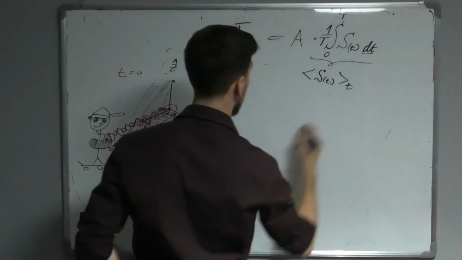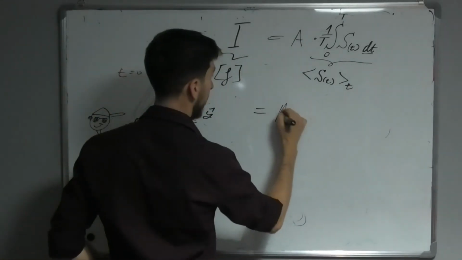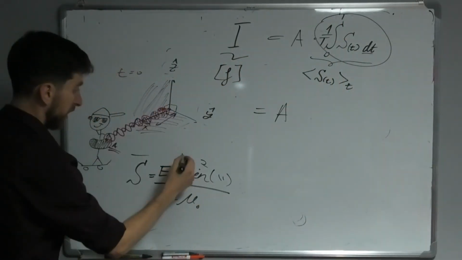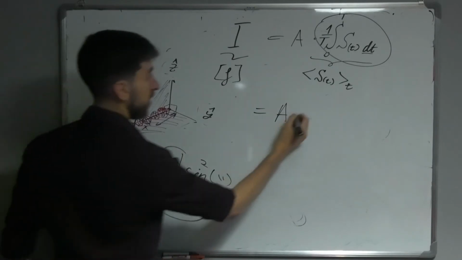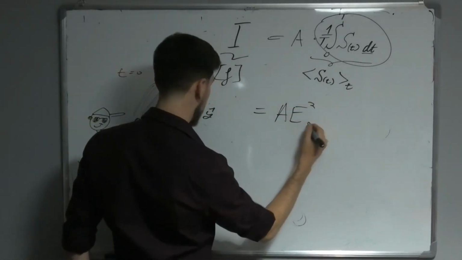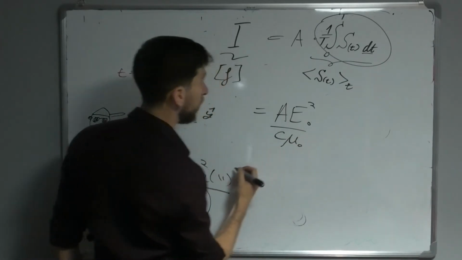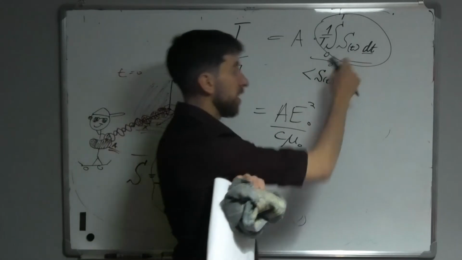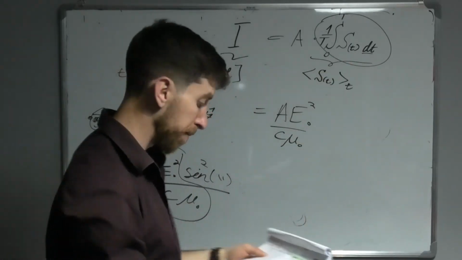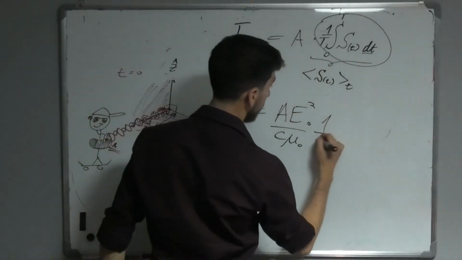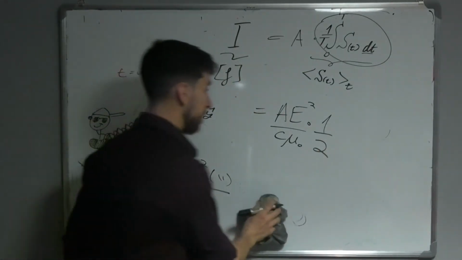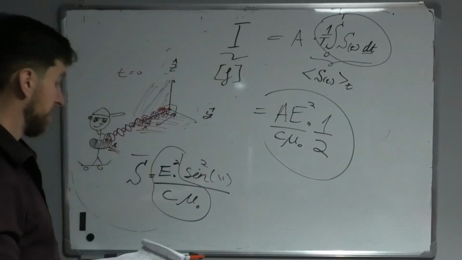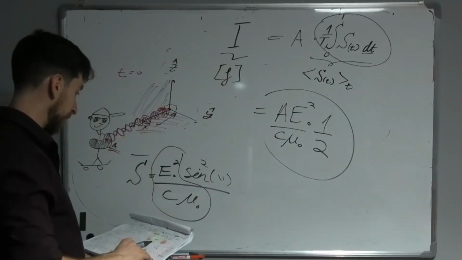So A is a given thing. And if I try to solve this integral, you see that I can take all of these terms outside. So this is E squared 0, C mu 2. And the only thing I'm left with is sine squared inside the integral. I'm going to give you the answer immediately. The answer is half. This integral is not that important for the physics, it's for math, but that's the idea here. Perfect, we did this one.